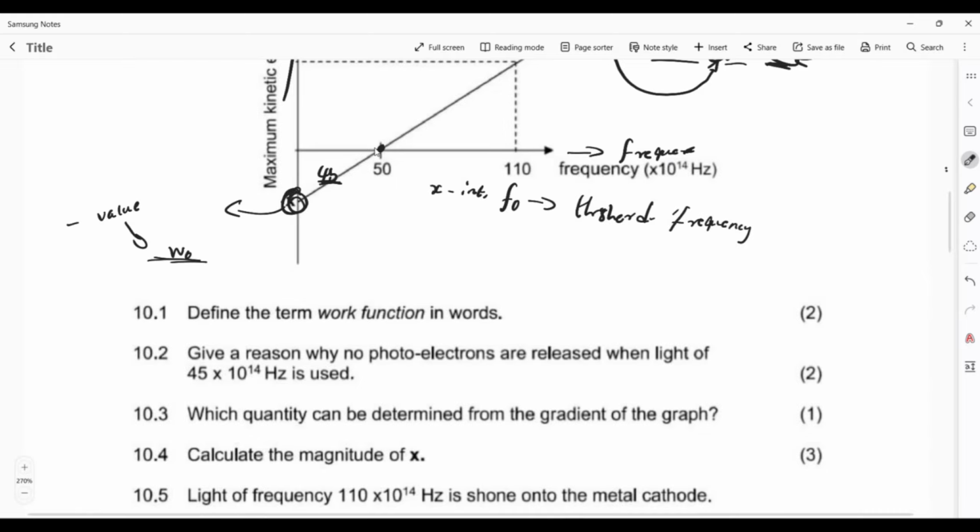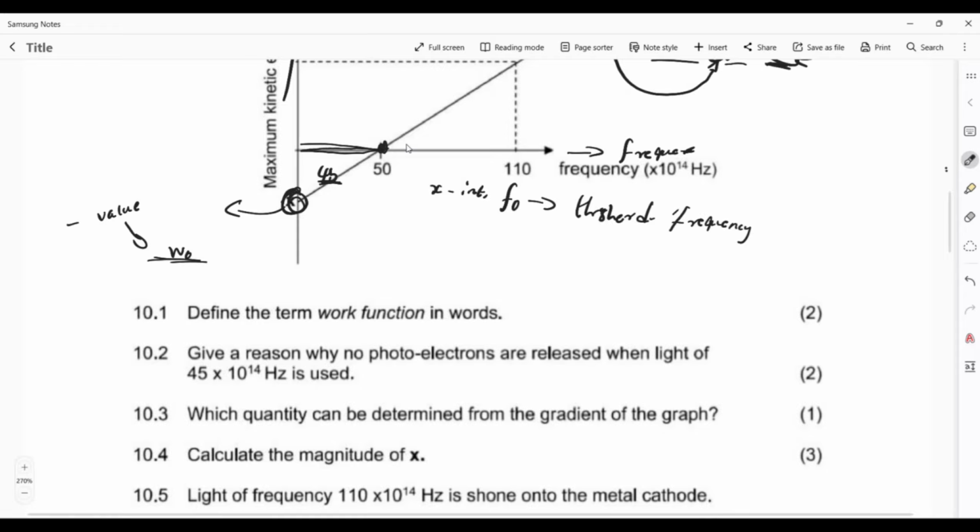Anything before 50 will not release any electron, because that frequency is not sufficient to remove the electrons from the metal surface. It becomes sufficient at the threshold frequency, the minimum frequency needed to remove electrons from the metal surface, which is at the 50 over there. The reason you give here is open-ended; you have to give it according to your understanding.